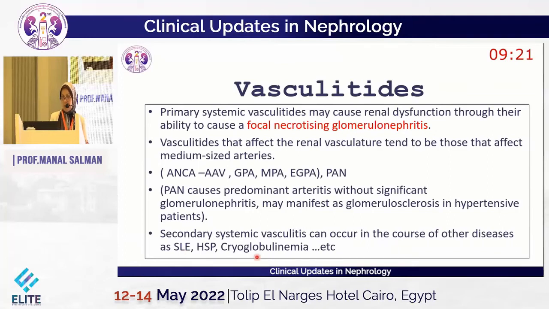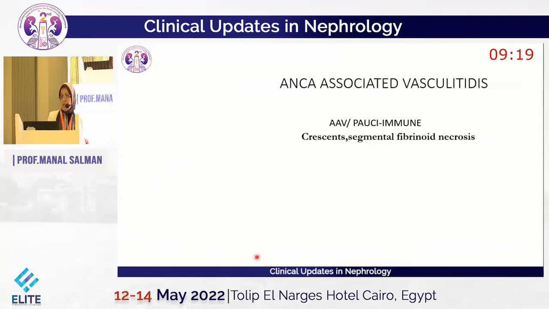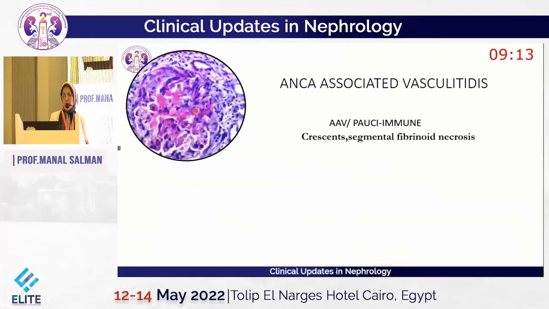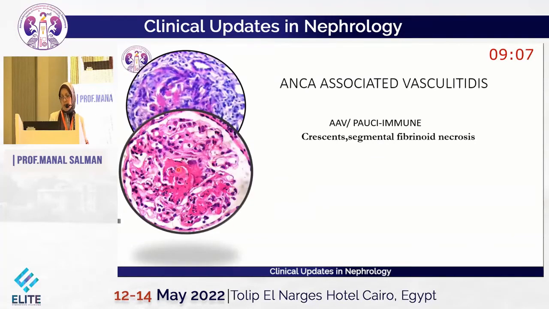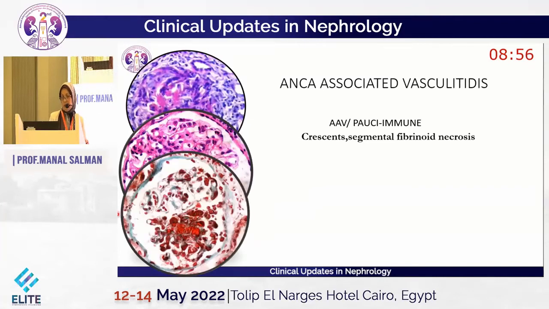cryoglobulinemia, and so on. Regarding the ANCA-associated vasculitides, it is called ANCA-associated vasculitis or pauci-immune crescentic glomerulonephritis. Why? Because it is characterized by a presence of segmental fibrinoid necrosis and crescent formation. This segmental fibrinoid necrosis is seen as area of fibrin on top of area of disruption of the membrane, and we can see here some infiltrating neutrophils. It is best highlighted in Masson trichrome stain, which appears very dark red in color.